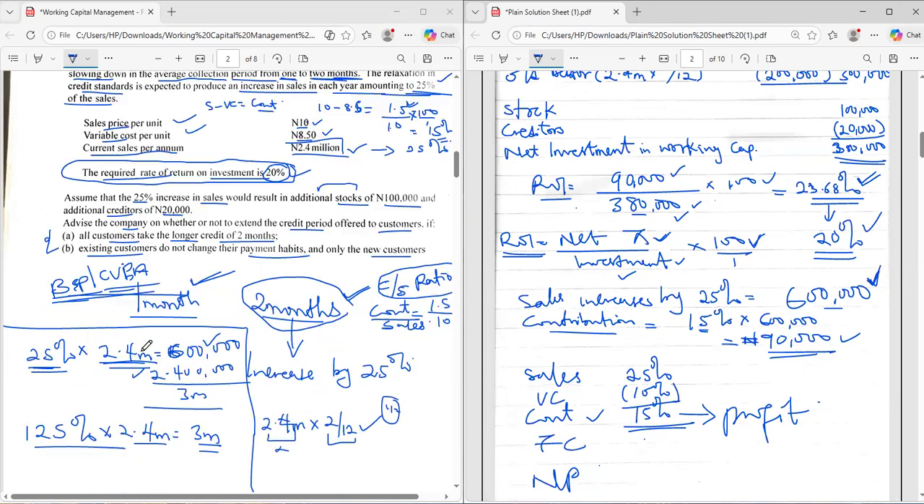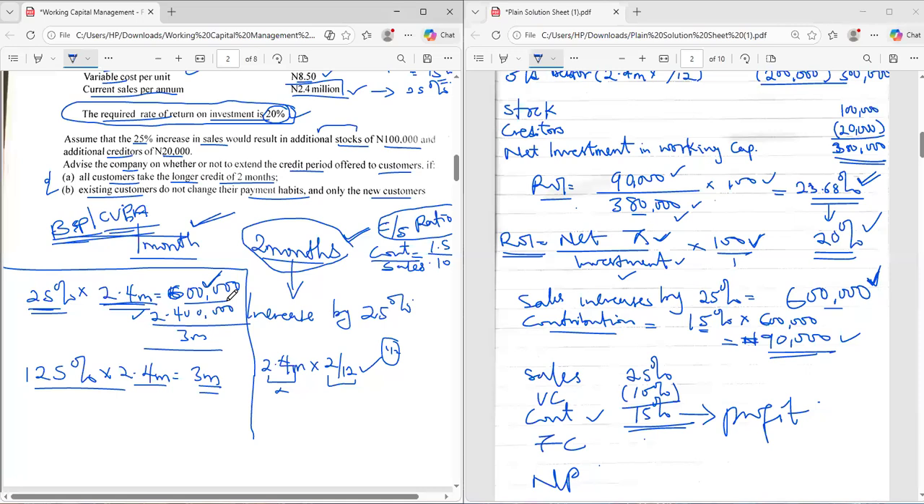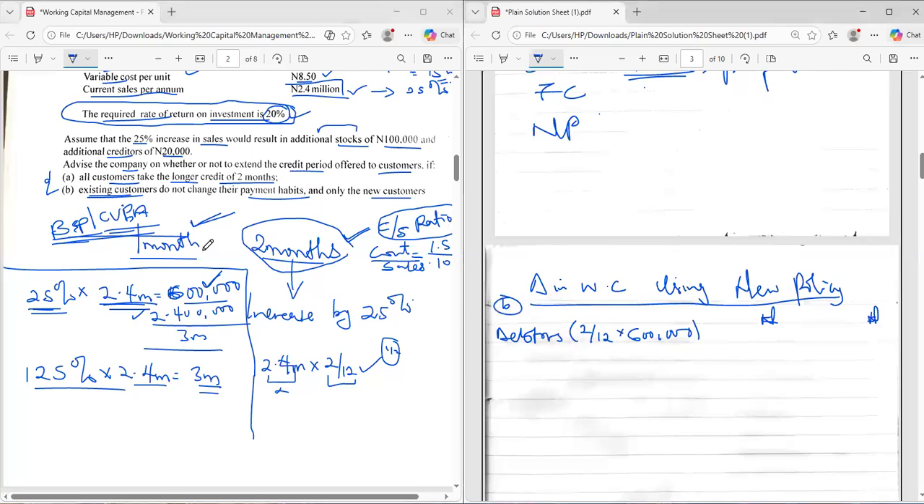This is 25% of 2.4 million. That's the new sales, the incremental sales. We will now multiply this incremental sales by 2 divided by 12. So anybody work this for me? We are solving on the basis that the existing customers do not change their payment habit, and only the new customers do. So the new customer is the 600,000. It is only the new customers that will go for the 2 months. Existing customers will not go for the 2 months. What is 100,000? Thank you.